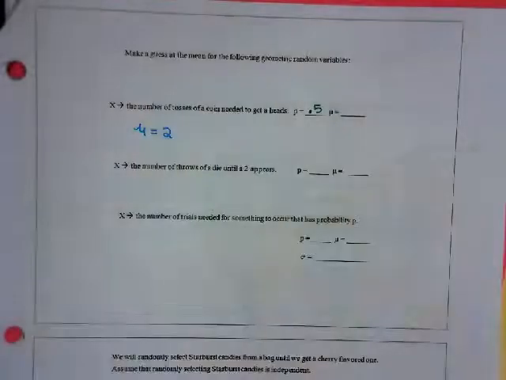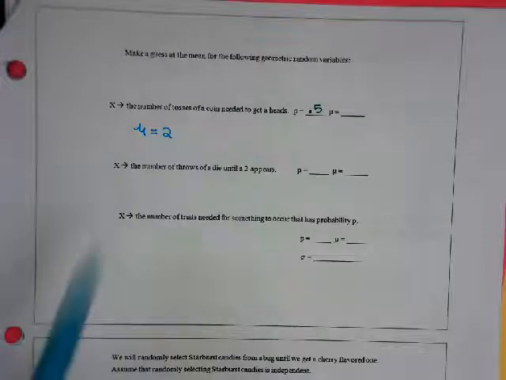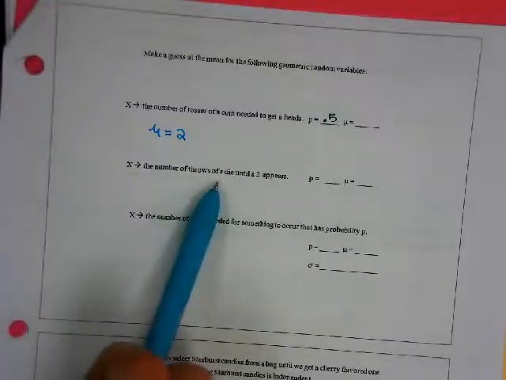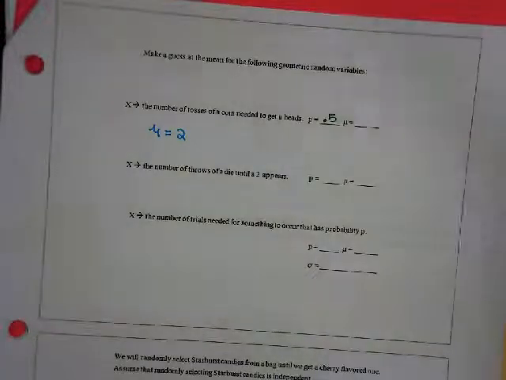Now, the formula is, well, hold on. Maybe one of you will get it. This time, X is the number of throws of a die until we get a 2. So what's the probability of getting a 2 when you roll a die? 1/6. So how many rolls do you think it would take on average to get a 2? 6.